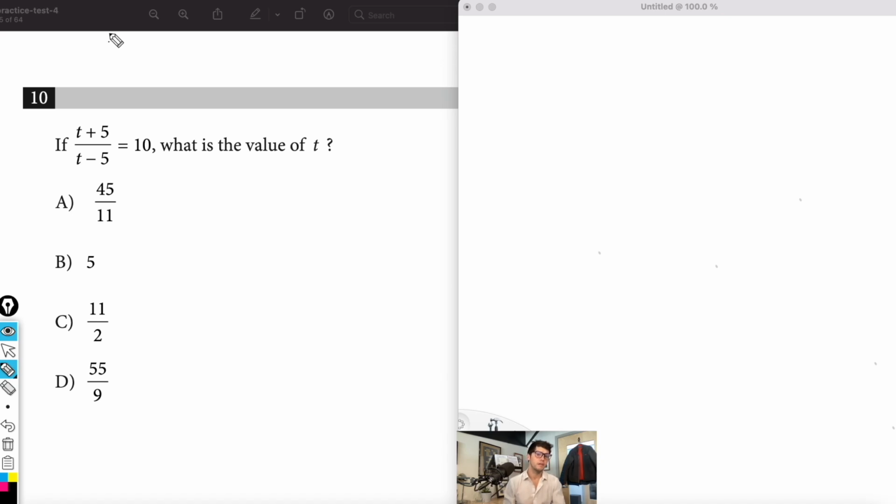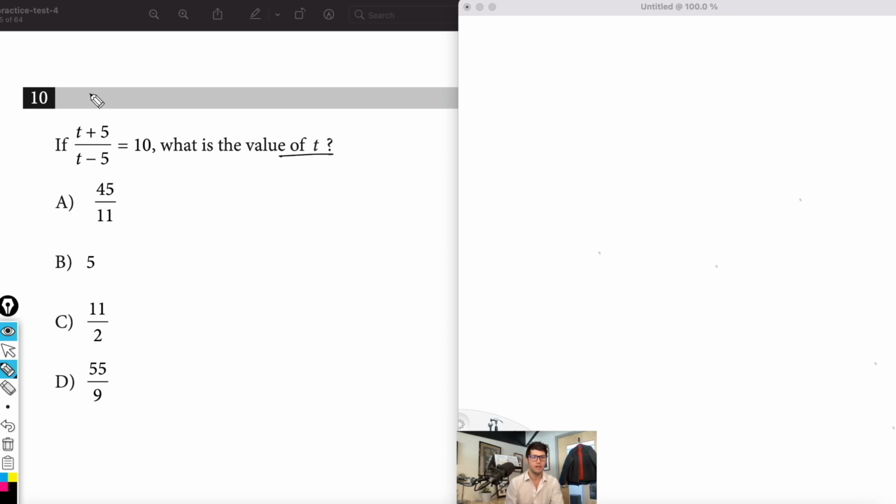Test 4, number 10. A great example of how picking values can be very, very helpful. If you're picking values, I'd be tempted to try out 5 first, even though odds are telling me it's not 5. The likelihood is it's one of these answers that has an 11 in it, since the 11 shows up twice. Of course, it could be 55 over 9 too, but there's a high likelihood it's one of the ones with an 11 because it comes up twice. I would still try out 5 first. What is the value of t?